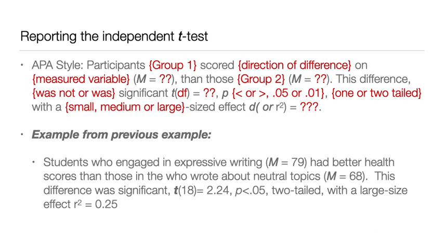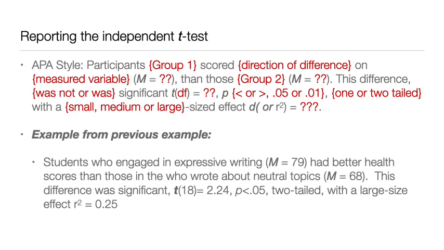So I've given you a little bit of a formula at the top, APA style. You could say participants in group 1, whoever group 1 was, whatever population 1 was, scored different. What's the direction of that difference? They scored more, they scored less, they scored the same, whatever that case is, on whatever that measured variable is. And then you're going to give the mean for group 1. Then you're going to compare it to group 2, who is group 2, and you're going to give the mean for group 2. Then we want to say that this difference was or was not significant and give a t statement.